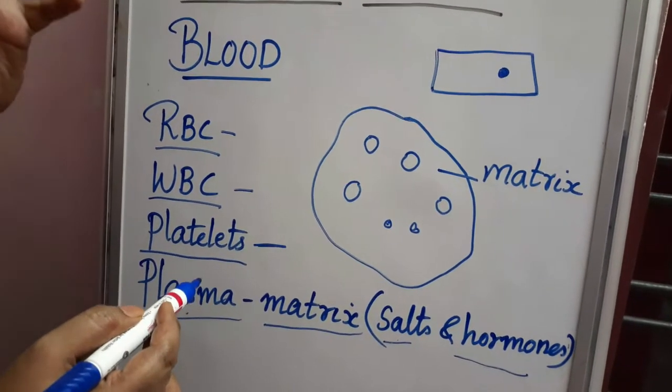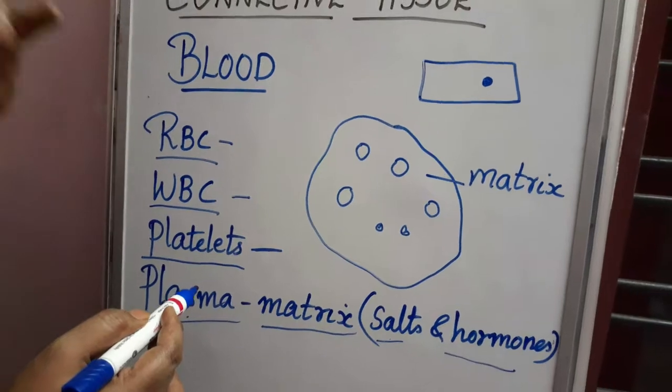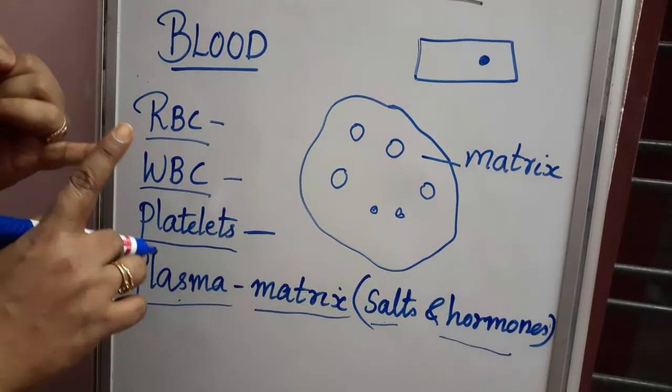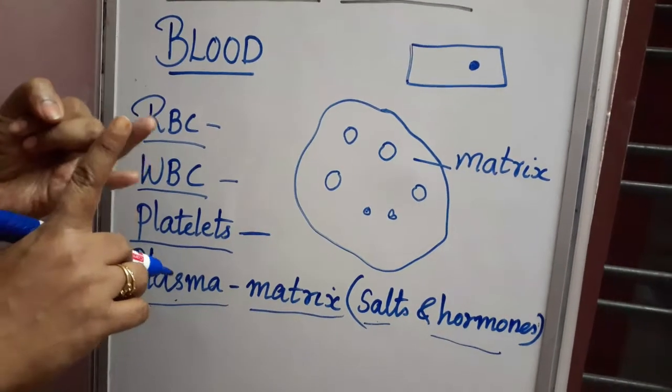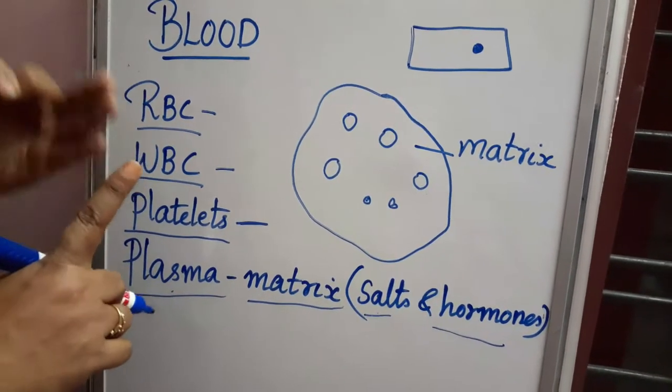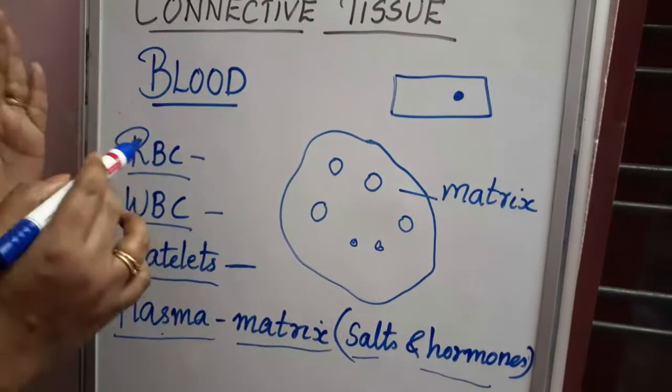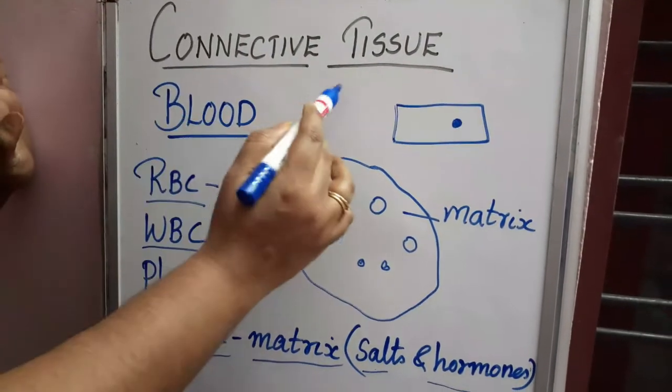So blood is a connective tissue which is used for the transportation of substances like oxygen and carbon dioxide, digested food, hormones and waste material from one place to another. So blood is known as a connective tissue.